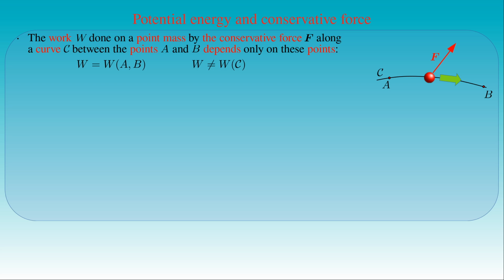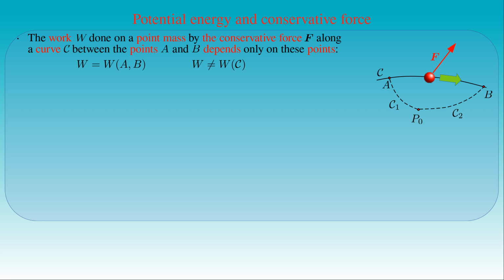Let us choose a point P0 such that the curve C does not pass through it. Then the points P0 and A can be connected with an arbitrary curve C1, and the points P0 and B can be connected with another curve C2. Now we can talk about the work which the force F would do if it was exerted on the point mass along the curve C1 or the curve C2.